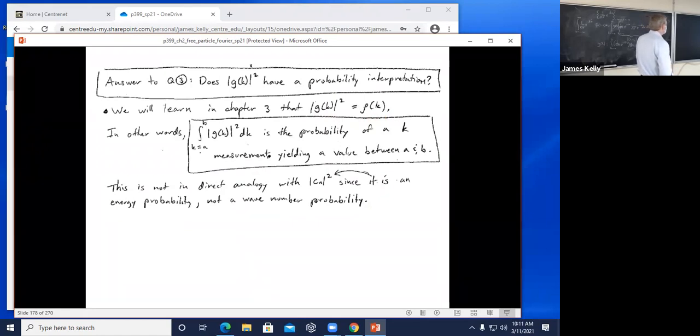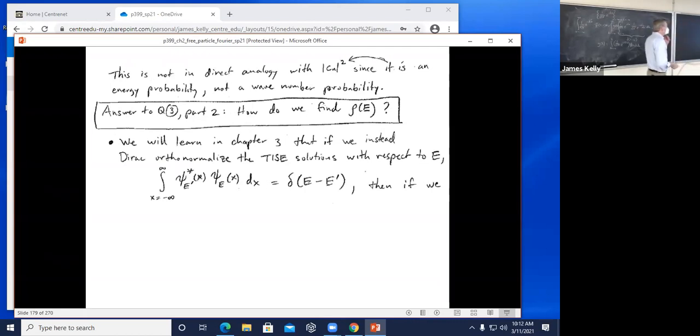And the question is, well, then how do I turn it into a wave number probability? And the answer is, well, we can just try to change variables in the expressions that we've already developed from earlier. Okay, so let's try to elaborate on this question. If we Dirac orthonormalize with respect to a different variable, the total energy, in other words, maybe it's worth saying a few more words about this, right?